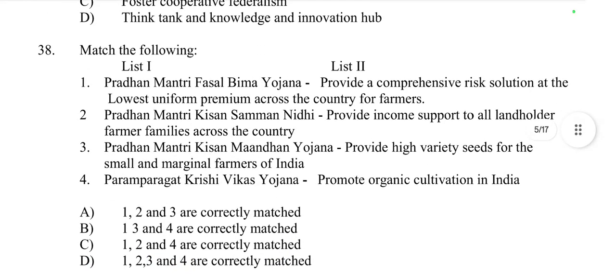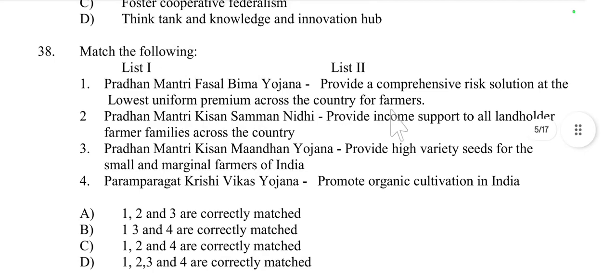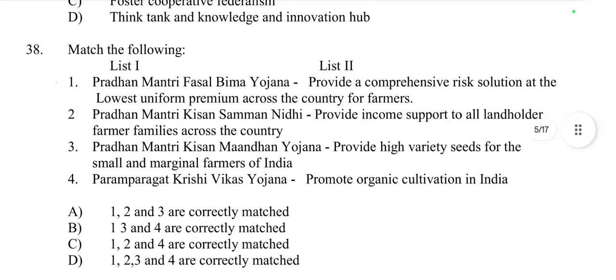Then in 38, match the following list 1 and list 2. First one is Pradhan Mantri Fasal Bima Yojana. It provides a pension scheme for farmers aged 60 years and above, not high variety of. First one is Pradhan Mantri Fasal Bima Yojana. It is related with providing a comprehensive risk solution at the lowest uniform premium across the country to the farmers. This is correct. So first one is correct.